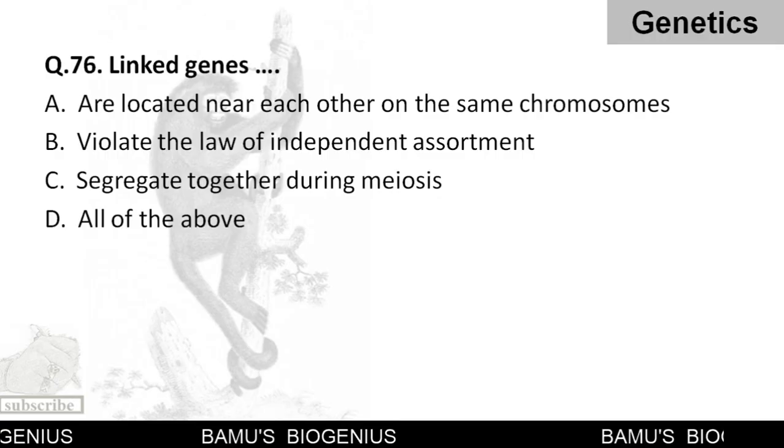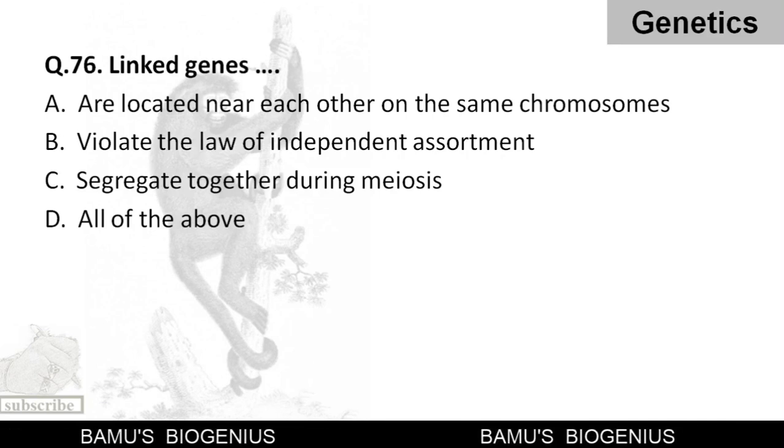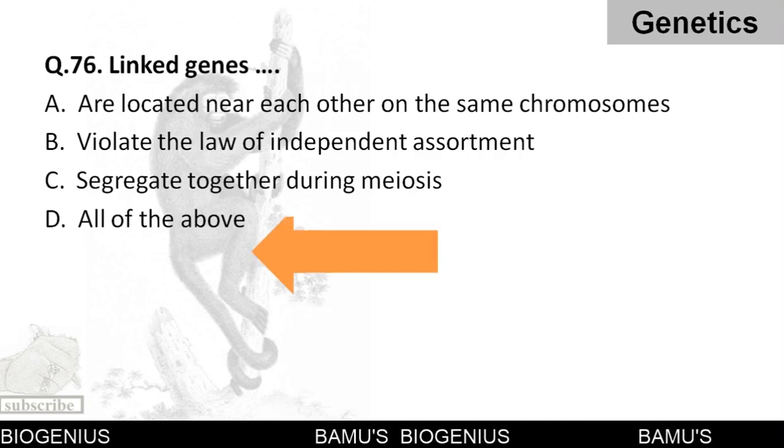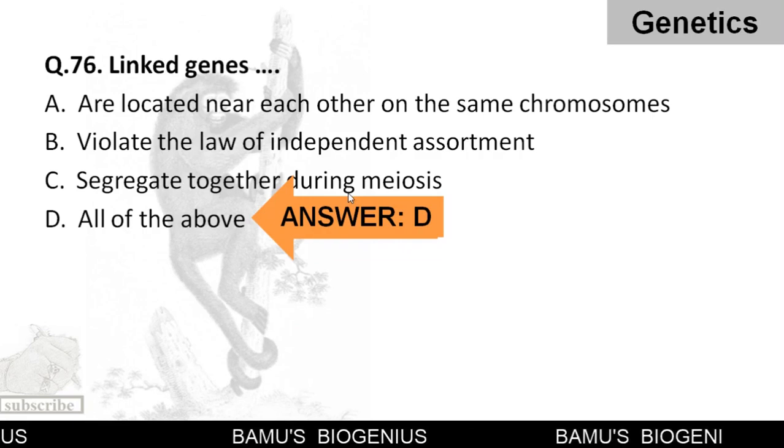Then question number 76, linked genes are located near each other on the same chromosome, violate the law of independent assortment, segregate together during meiosis, and D. all of the above. So the answer is all of the above. So all these three statements are true regarding the linked genes.